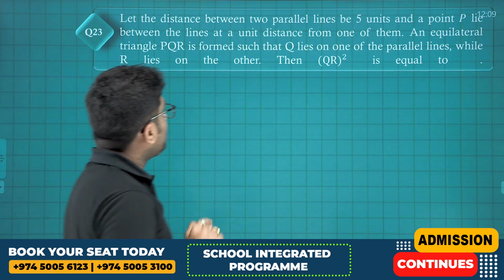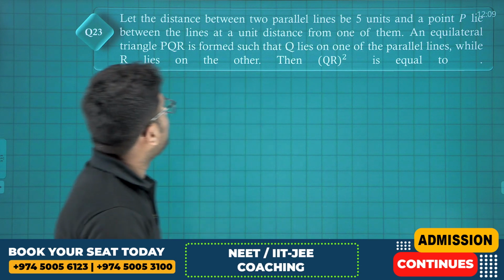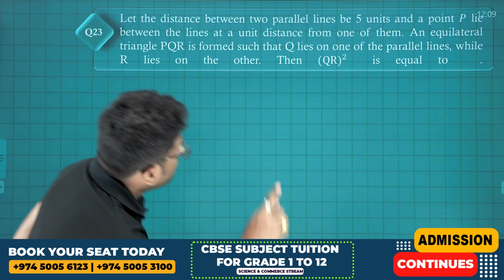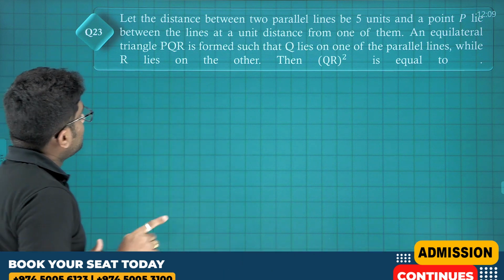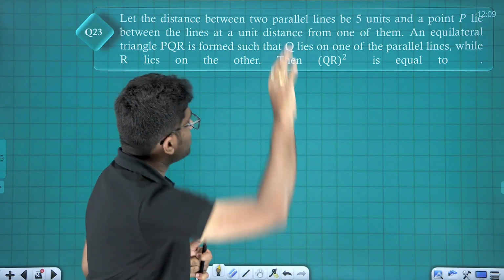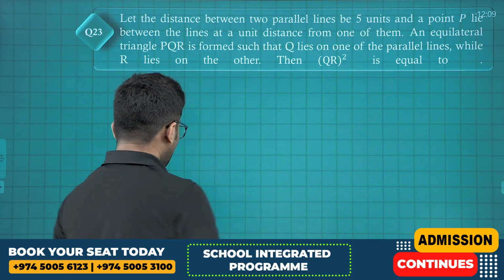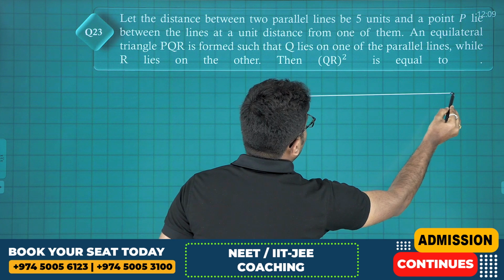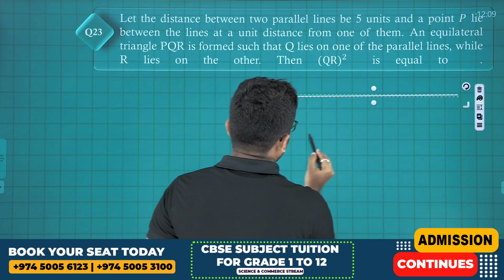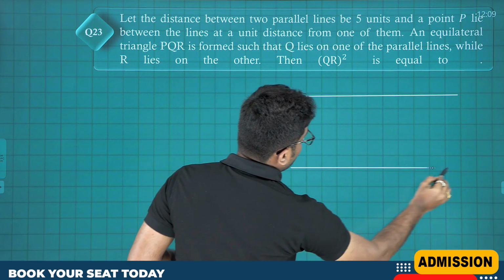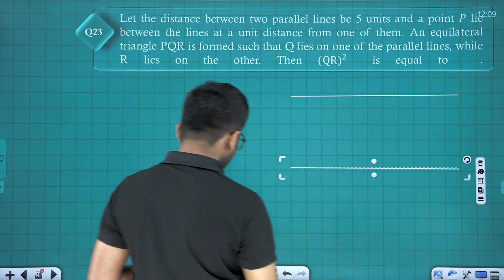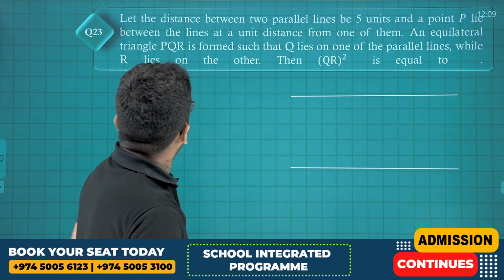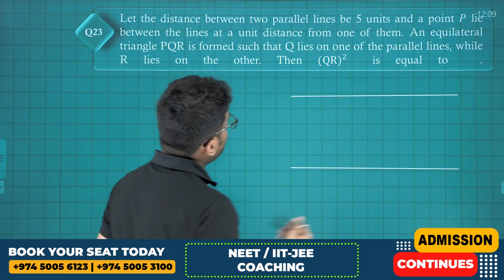Let the distance between two lines be 5 units and a point P lie between the lines at a unit distance from one of them. Now we'll take two parallel lines. Let these two be two parallel lines, with the given distance between them.